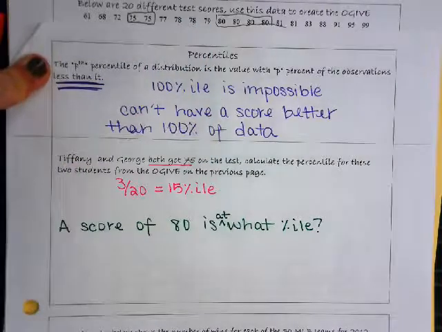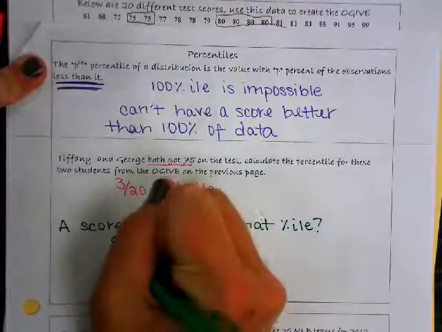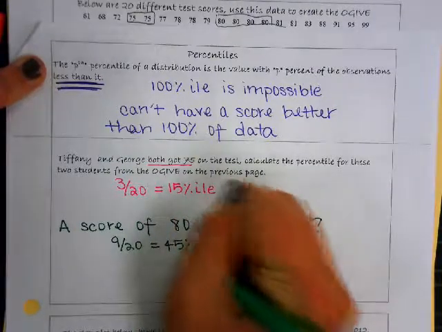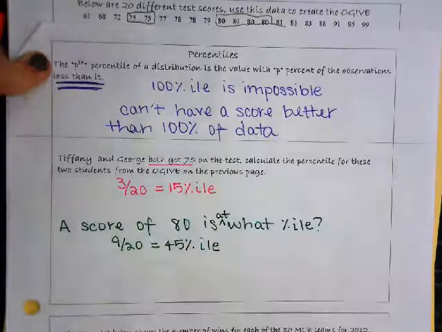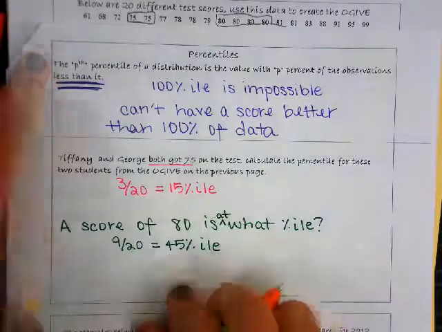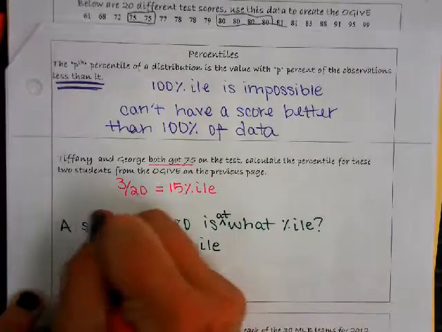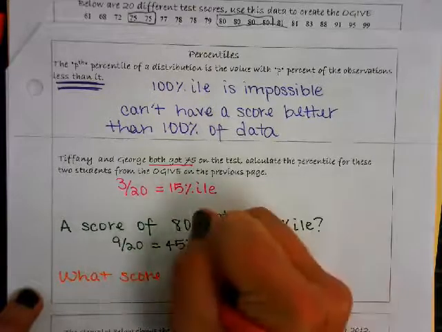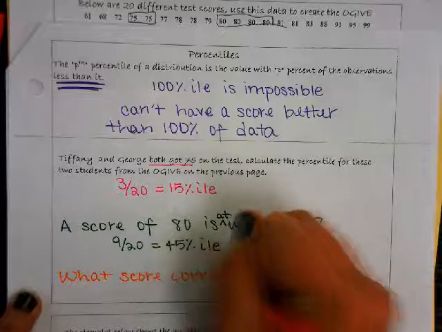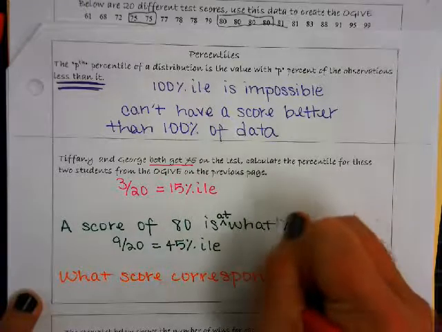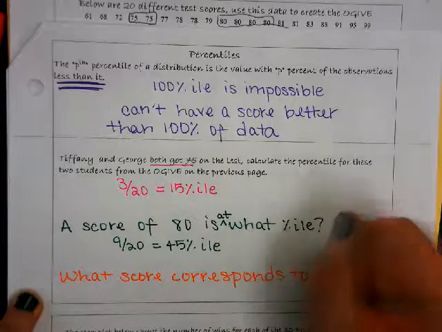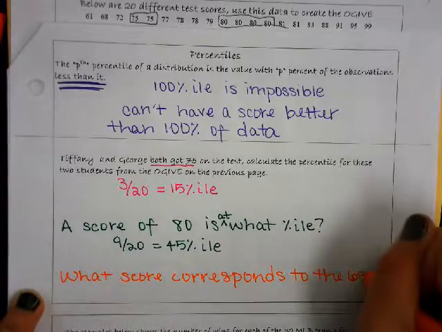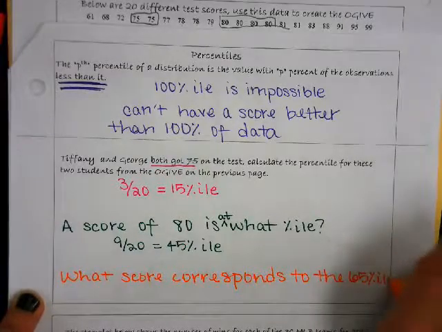And I'm going to add one more question here. What score corresponds to the 65th percentile? So this time you're working backwards, still using those test scores up there. Which score corresponds to the 65th percentile?